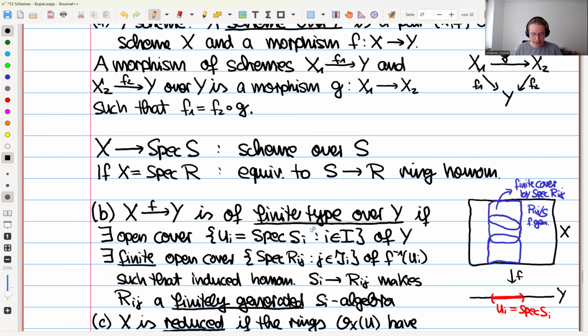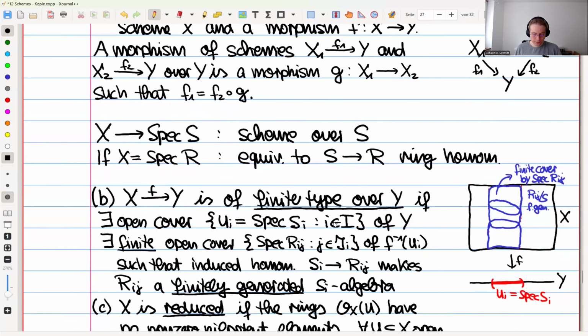So the next thing is that when we have such a scheme over Y, then we say this is of finite type. And you can also just say, given the morphism of schemes, it is of finite type. Now come the finiteness assumptions, and they come in two ways. So first of all, everything needs to boil down to some commutative algebra. So we first say that there is an open cover of the target.